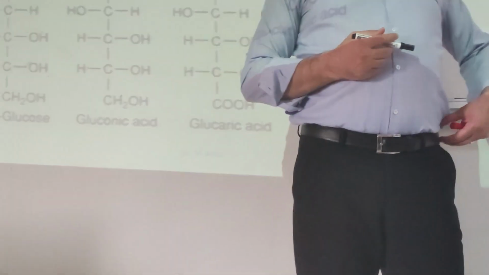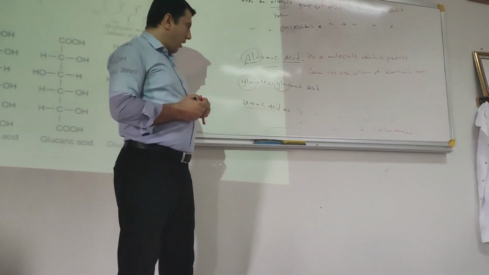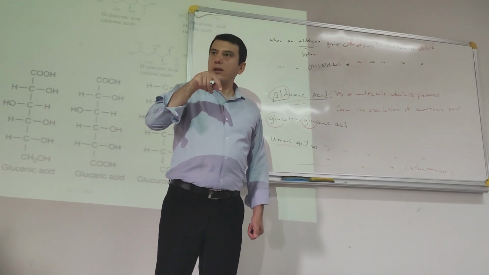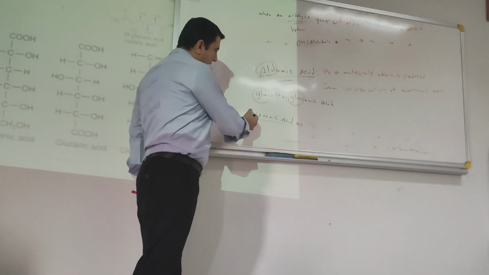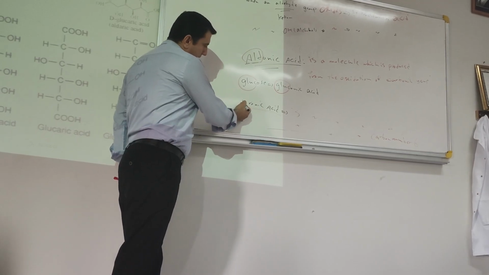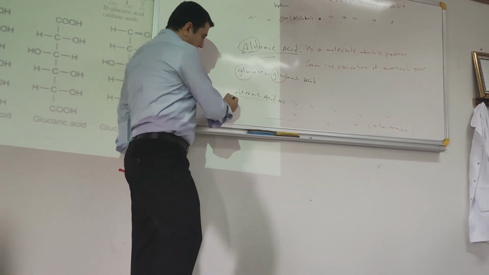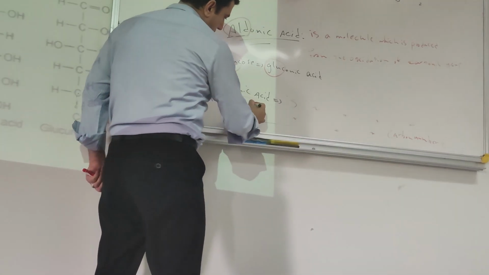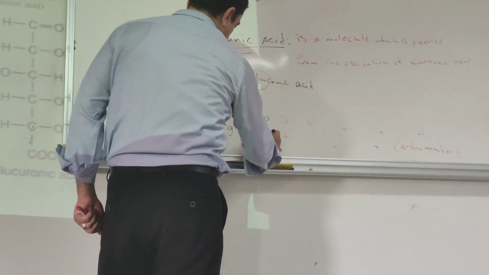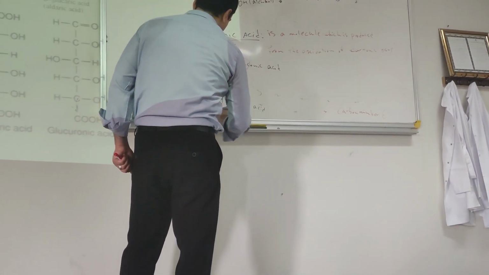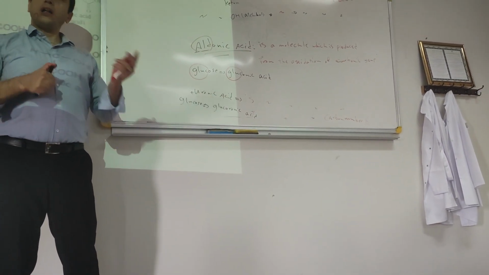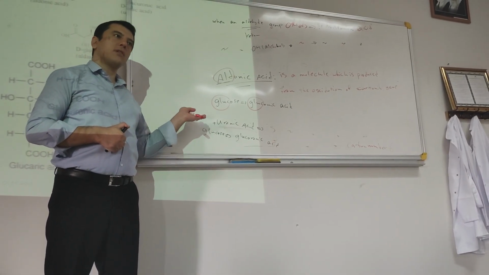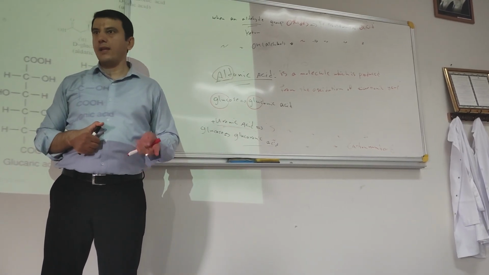You can substitute the name of the sugar instead of or before this part. For example, for glucose we have glucuronic acid. For galactose we have galacturonic acid. For mannose we have mannuronic acid, and so on.